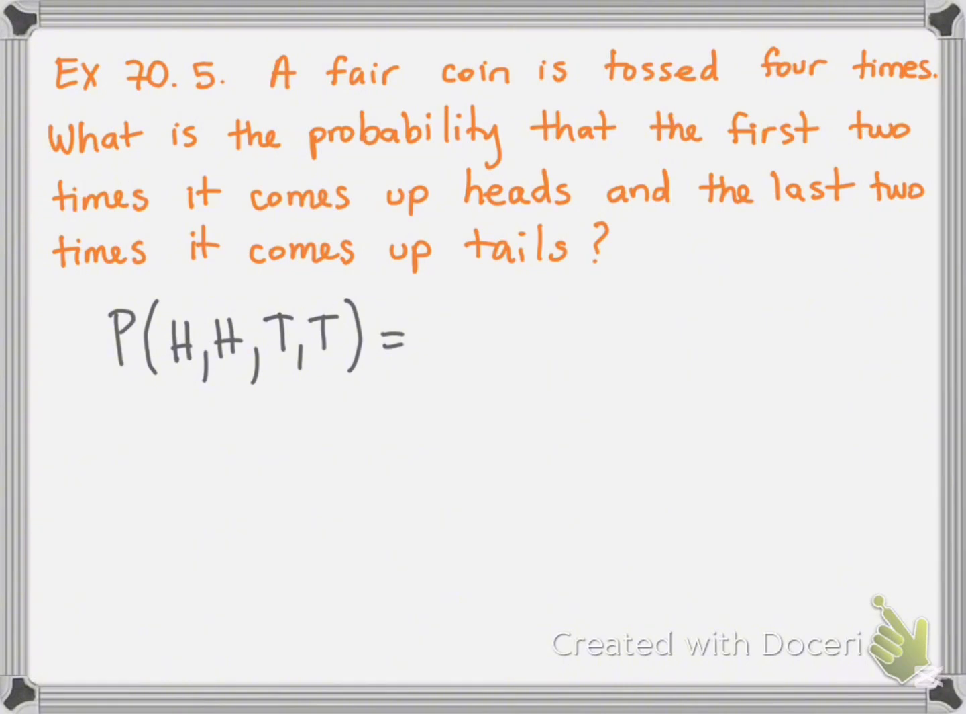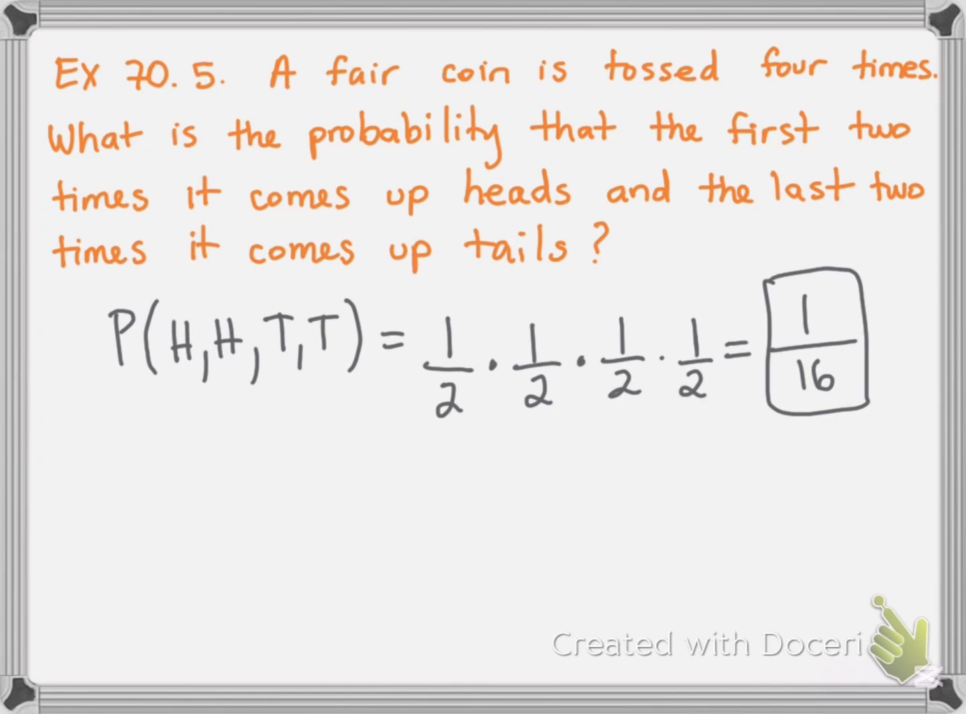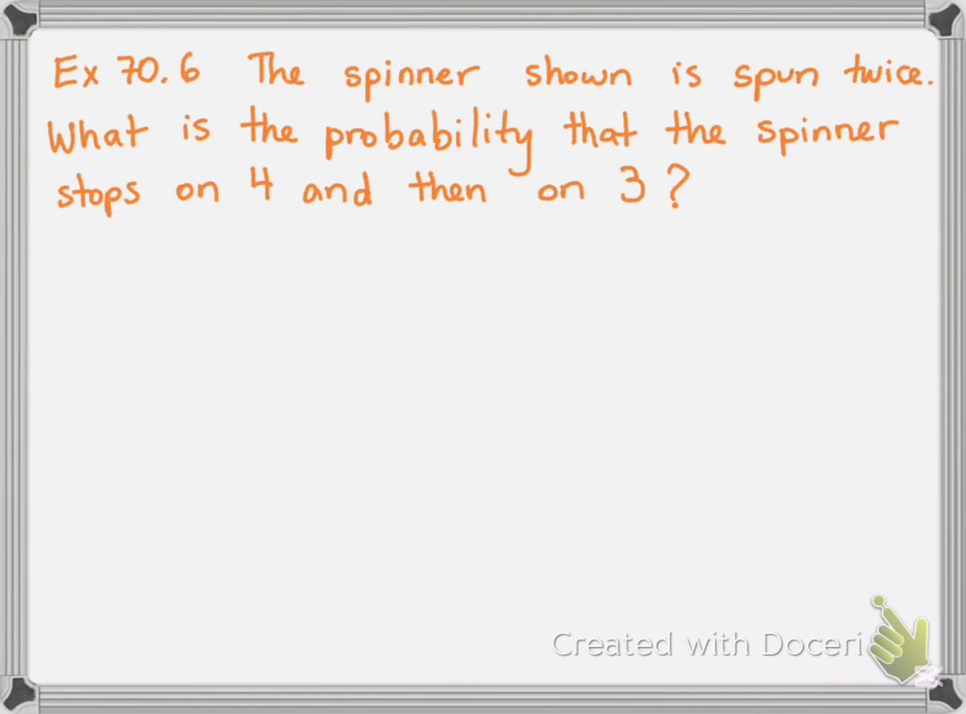What we do in this case is multiply the probability of each one of those events. So the probability of getting heads is 1/2. The probability of getting heads again is 1/2. The probability of getting tails is 1/2. And the probability of getting tails is 1/2. And if we multiply that, it is 1 over 16. And that's our answer.